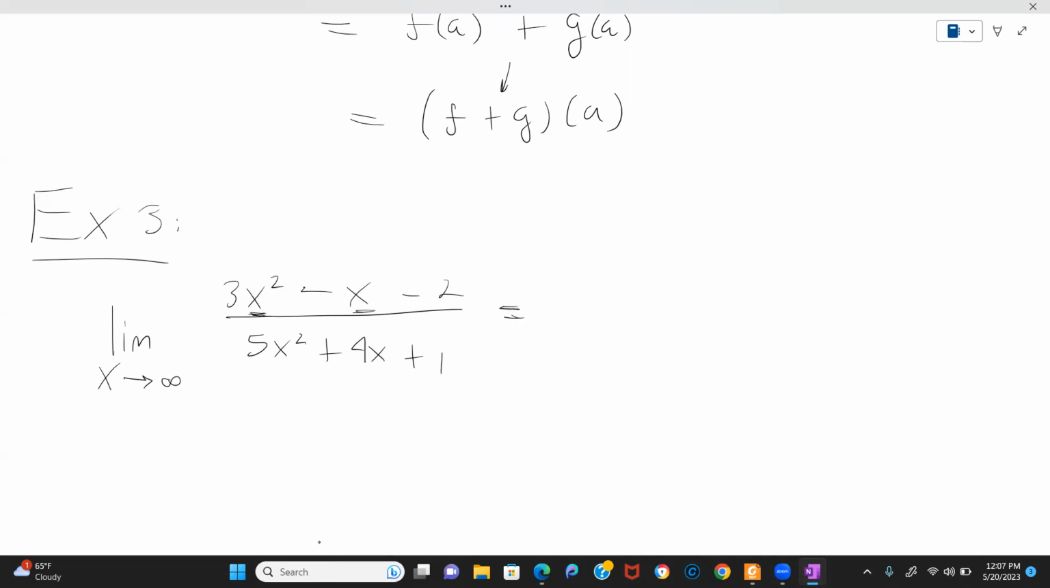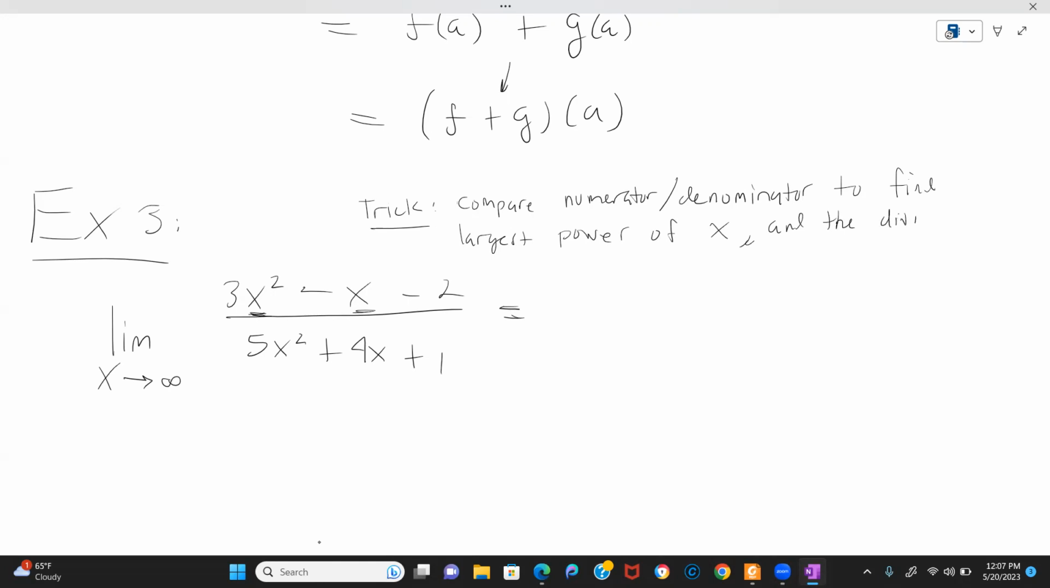But there's a clever trick that we're going to use a lot when dealing with limits of quotients like this. And the trick is, here's the trick: you compare the numerator and denominator to find the largest power of x, and then divide the numerator and the denominator by it.